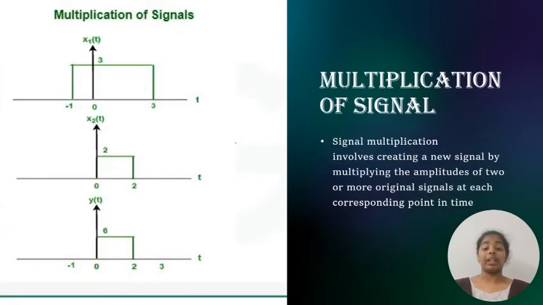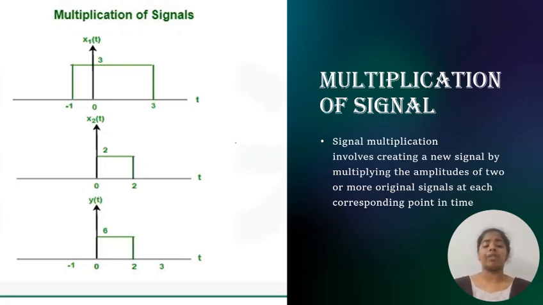Now let's check the last operation on signals, that is multiplication of signals. As we know, multiplication is multiplying a single digit number by a two digit number. Now we'll multiply signals. Signal multiplication involves creating a new signal by multiplying the amplitudes of two or more signals at each corresponding point in time. Here we need to observe one thing: we get the output signal as the common part of x1 and x2. Now let's check it in the figure.